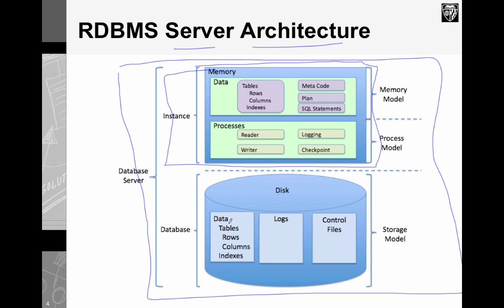In the disk is where we have the actual data, which is kept in terms of tables and rows and columns and indexes and B trees. There are also log files. Anytime you make changes to a piece of data, logs are maintained. There's also control files that tell you who can have access to what data, who are the different users that can have access to the data. So that's the disk portion of it.